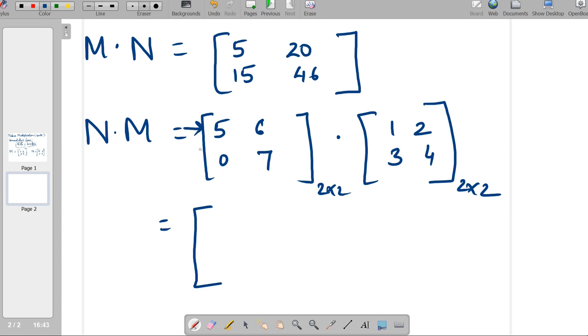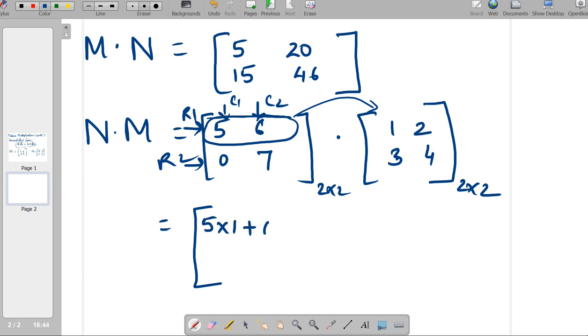So we'll start with row 1. This is your row 1, this is your row 2, this is your column 1 and this is your column 2. The first step is you traverse row 1 through column 1. That means 5 will be multiplied by 1 plus 6 will be multiplied by 3. When the whole first column is traversed, then you move on to the second column. So we will write it as 5 into 1 plus 6 into 3. First row, first column done.